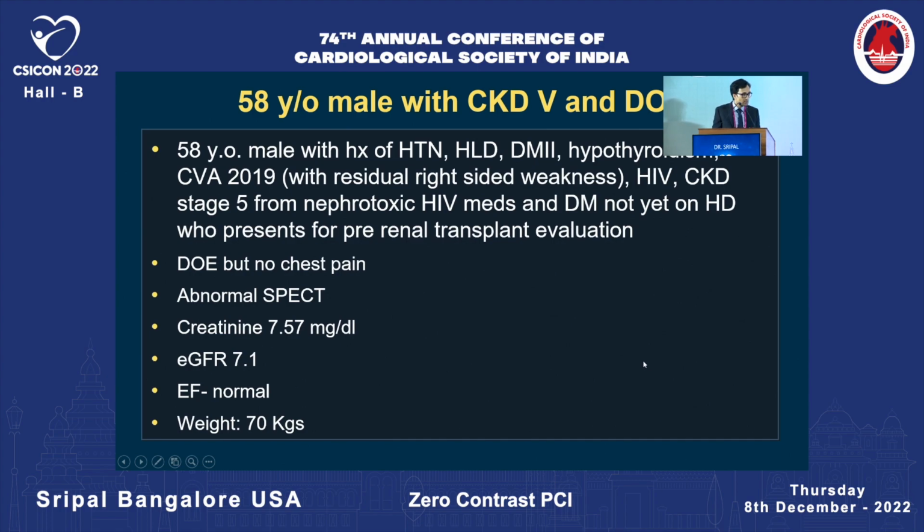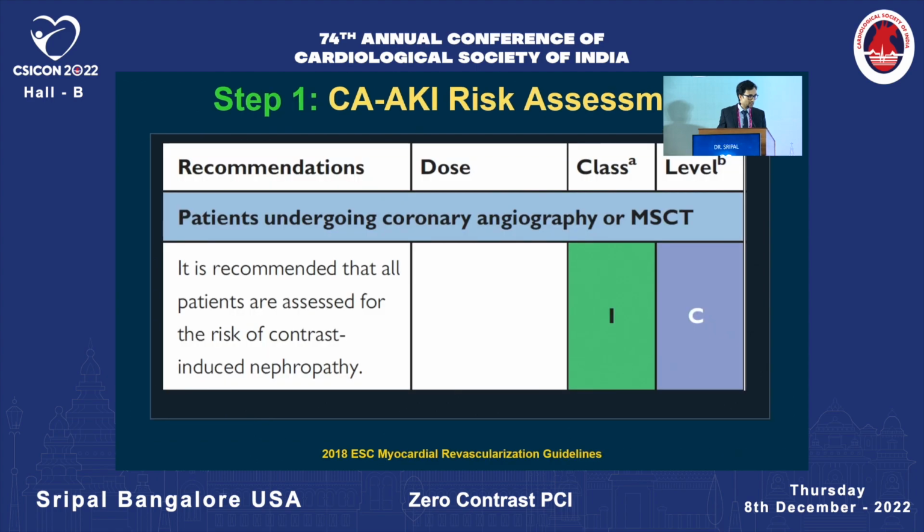So let's see one of the examples. This is a 58-year-old male with CKD stage 5 and multiple risk factors. He had CKD stage 5 from nephrotoxic HIV meds and diabetes. He was not on hemodialysis. He presented for renal transplant evaluation. He had dyspnea on exertion, no chest pain. He had an abnormal SPECT. His creatinine was 7.5, giving a GFR of around 7. His EF was normal. His weight is 70.